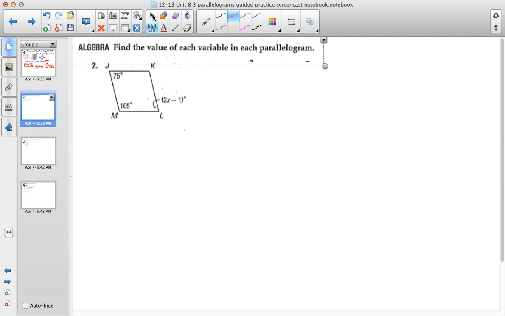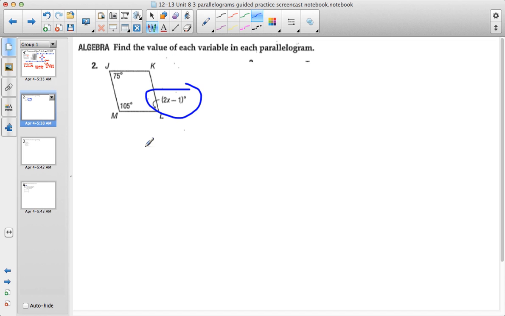Next, number 2, find the value of each variable in each parallelogram. Those are the instructions for 2, 3, 4, and 5. And I'm going to be doing 2 and 4 for you. So we'll start with 2. And so the variable that we need to be looking at is right here at angle L. We need to just solve for x.